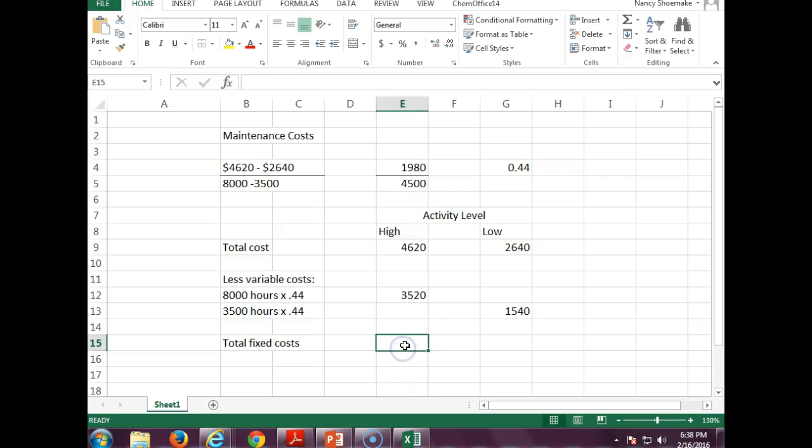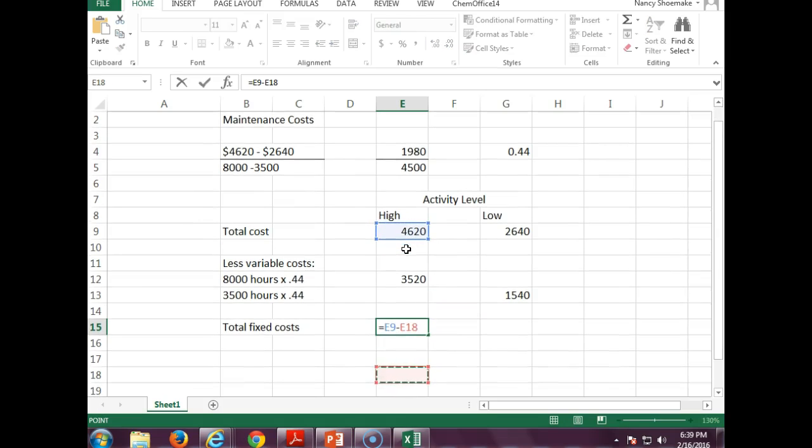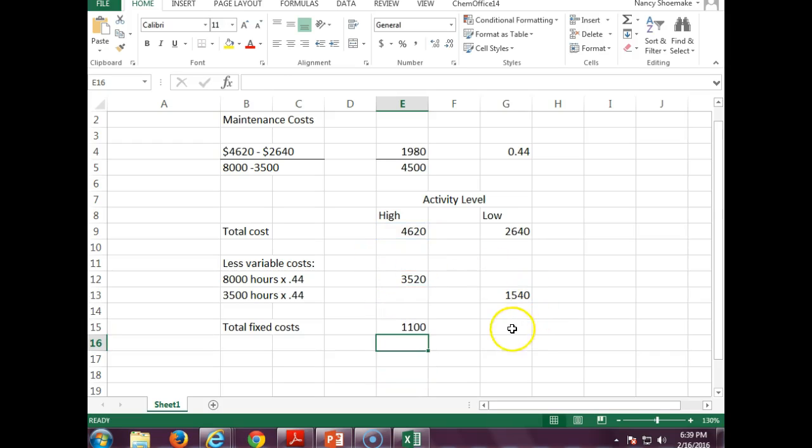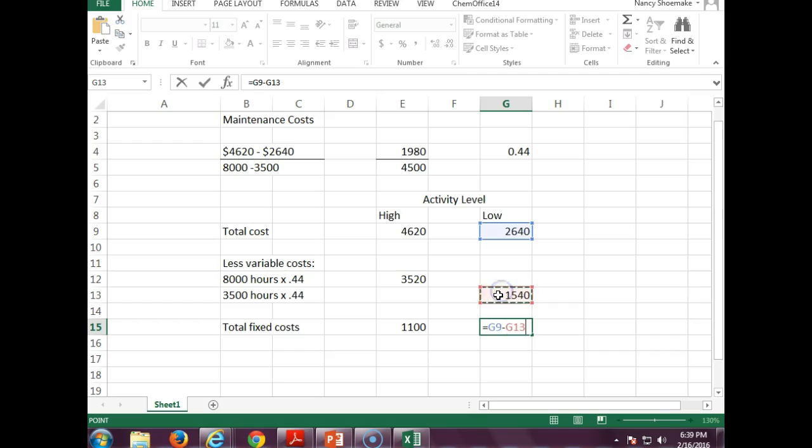So our total fixed costs are going to be the difference between our total cost minus our variable cost, 1,100. We should be able to do it the same way here. 1,100. So our total fixed costs are 1,100. The variable component is 44 cents a piece. Okay?